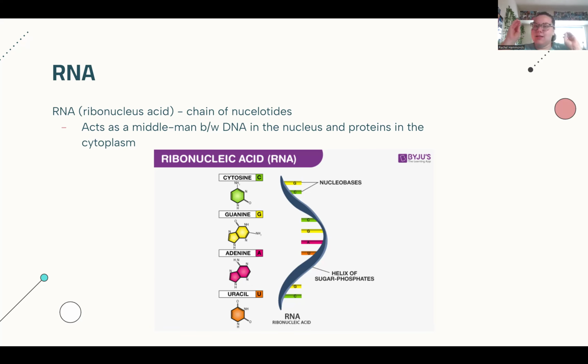DNA in eukaryotic cells cannot leave the nucleus. RNA can. So RNA leaves the nucleus and then goes through transcription and translation, and becomes proteins in the cytoplasm.